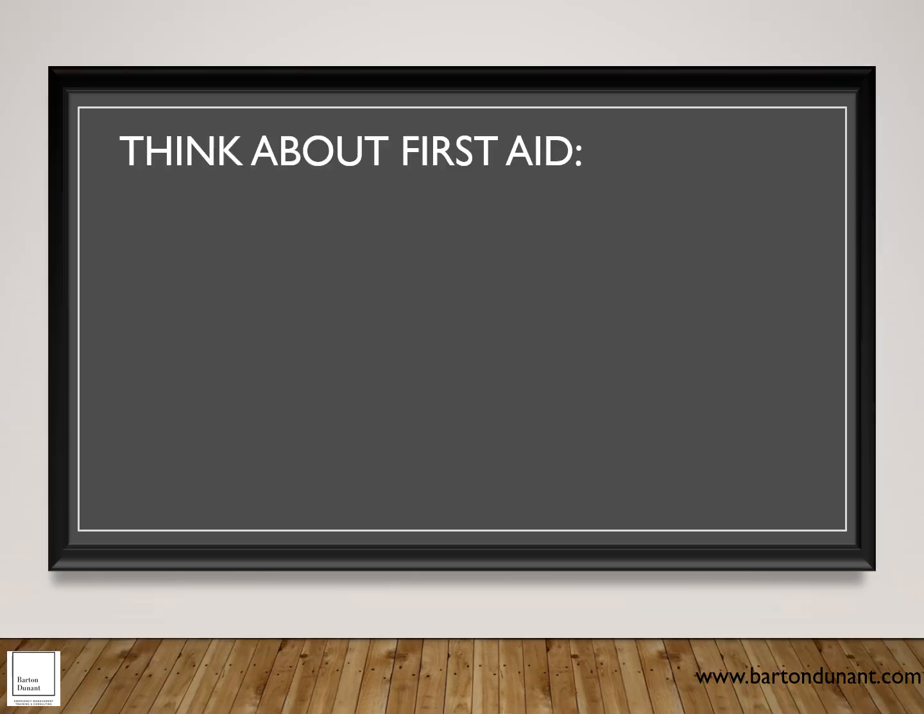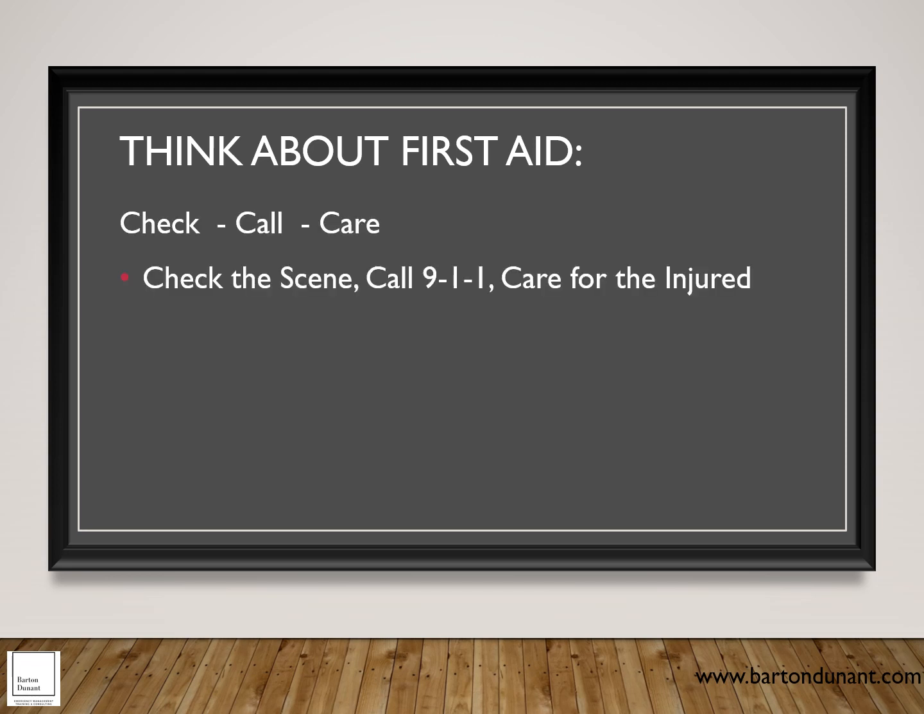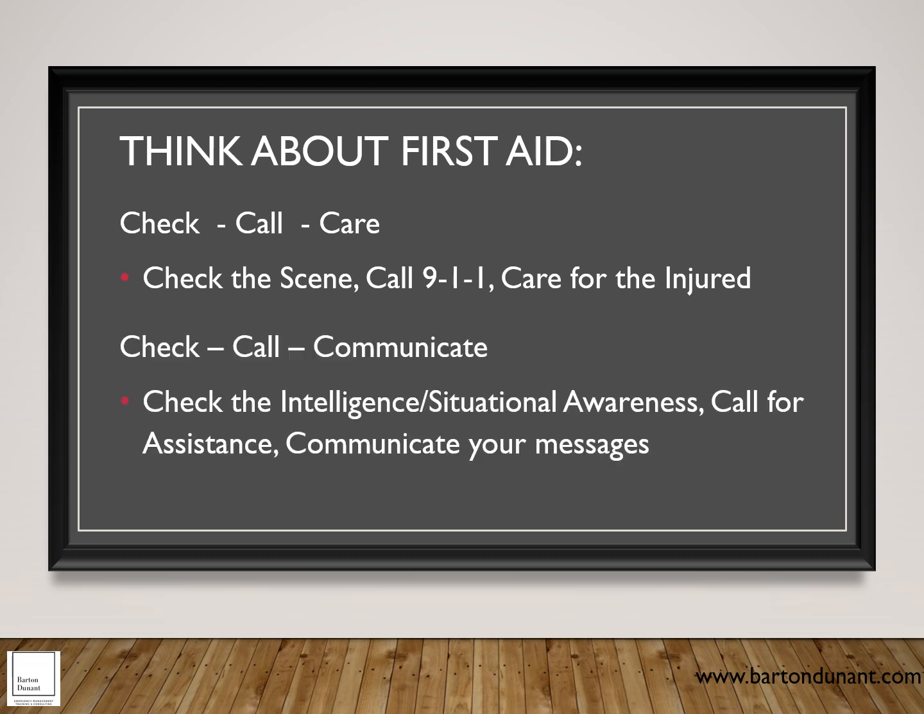Think about crisis communications in the same way we think about first aid, with the steps in order of check the scene for safety, have someone call 911, and then care for the injured. For crisis communications, you need to check the intelligence or information, also known as situational awareness. You need to gather the facts first. Call for assistance. Even if you do not need it now, you will want to have help ready in case something changes. Then communicate your message to the public and your constituent group stakeholders.